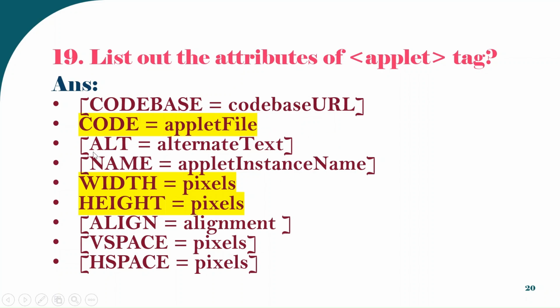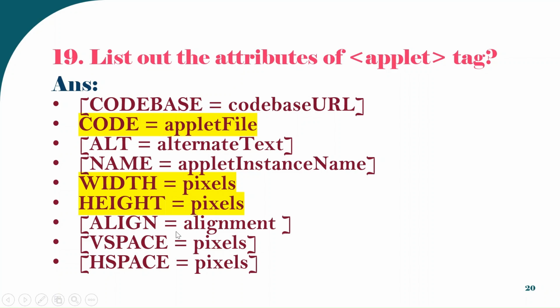Then we have ALT, alternate text support. Some browsers don't support applets, so whatever text you write here will be printed, so that it can give some clarity to the user. If you want to write the name of an applet, you can use the name attribute and write the user-defined name of the applet here. Then I need to give the width and height of the applet window in pixels, like 100 by 100. So it works with the width and height.